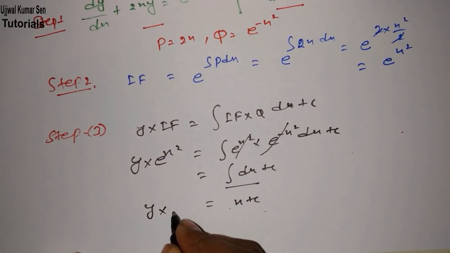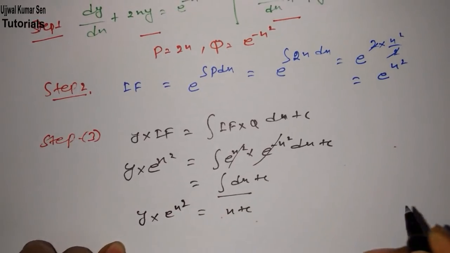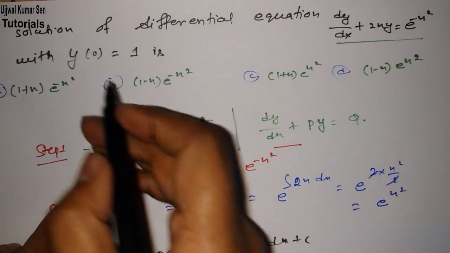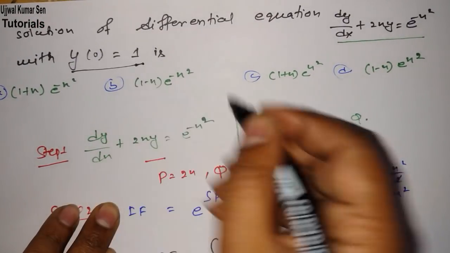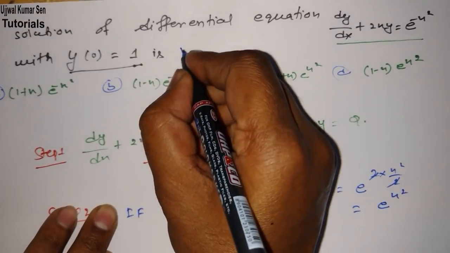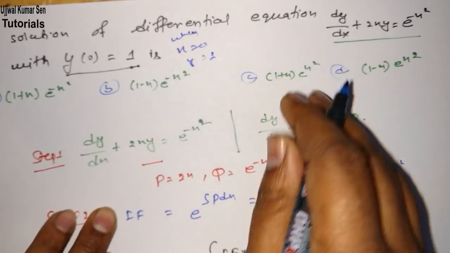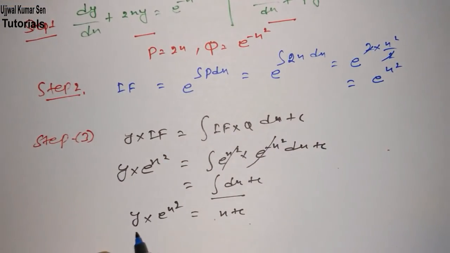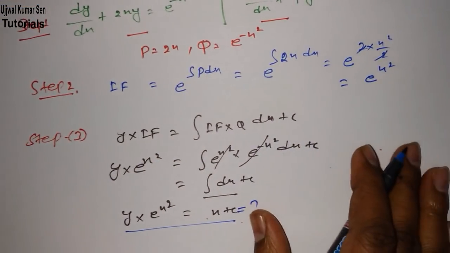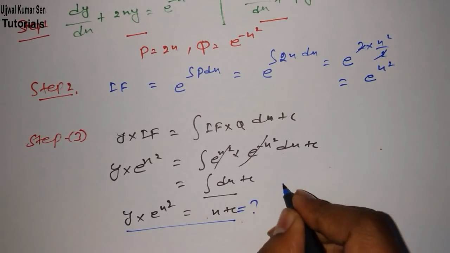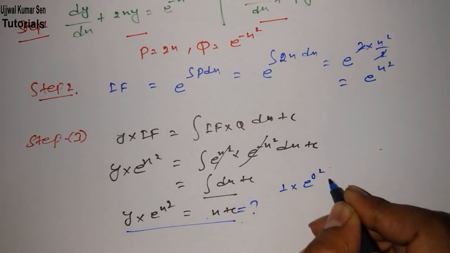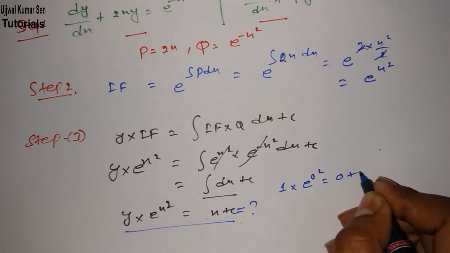Now what we got here, y times e to the power x square. Now we have to implement the condition that is given here. What is the meaning of this? When x is equal to 0, y is equal to 1. So put these two values here to get the value of c. So here y is equal to 1, x is 0, so 1 is equal to 0 plus c.